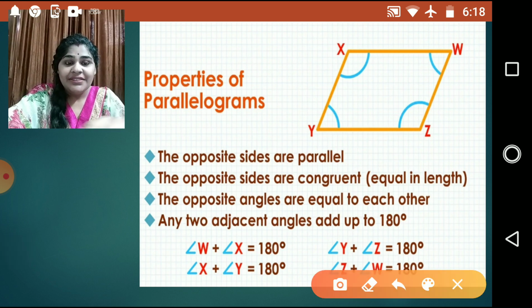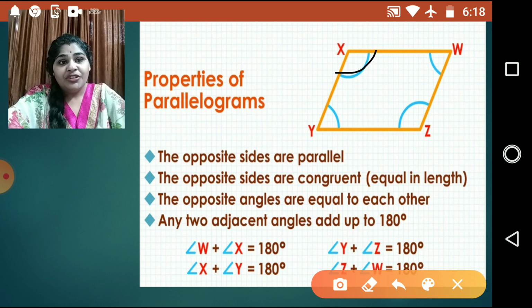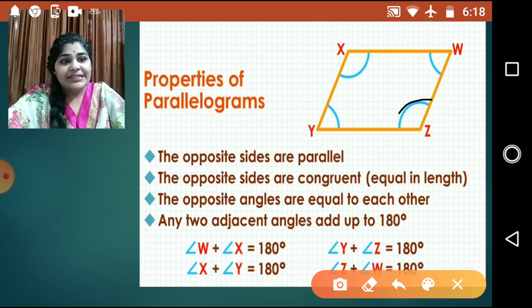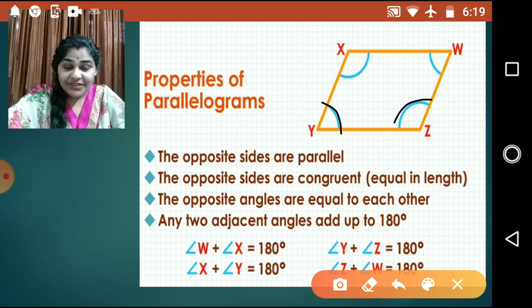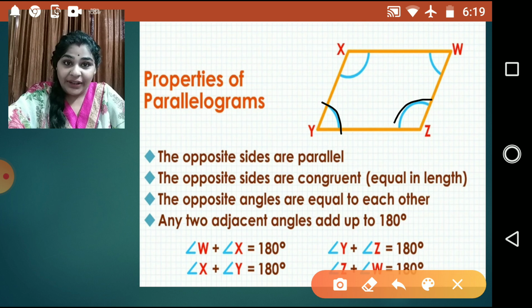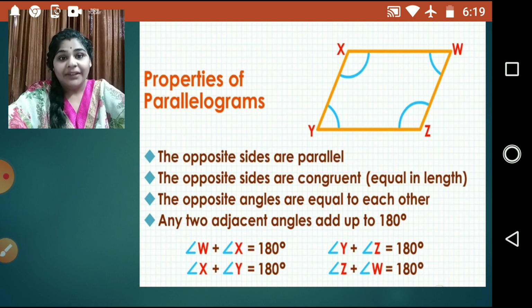Now next, any two adjacent angles add up to 180 degrees. That means if I add the measure of angle X and the measure of angle Y, it will be equal to 180 degrees. Similarly, you can take any two adjacent angles, children. Suppose I take Z and Y. These two are again adjacent to each other. If I add the measures of these two angles, the sum will be 180 degrees. So these are the few basic properties, children, which you have to keep in your mind, right?